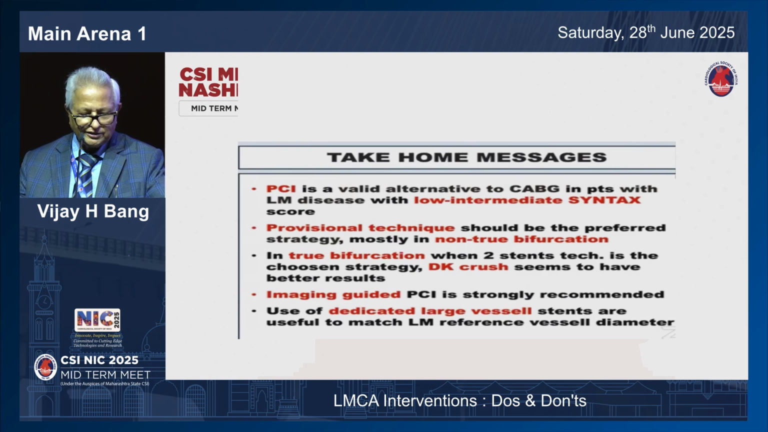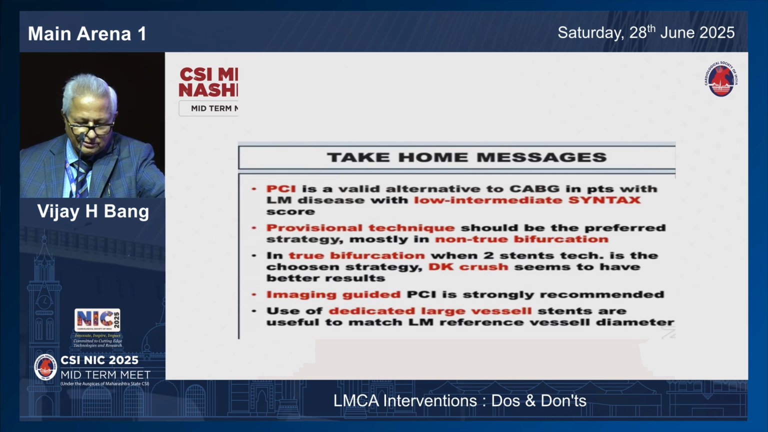So PCI is a valid alternative to CABG in patients with left main disease with low and intermediate SYNTAX score. The provisional technique should be the preferred strategy, mostly in non-true bifurcation, and in true bifurcation, a two-stent strategy is preferred provided there is significant disease in the side branch. Imaging is mandatory, and the use of dedicated large-size vessel stents is very important, which can expand more than 2 millimeters if need be, if there is disparity in the size of the daughter branch compared to the main vessel.